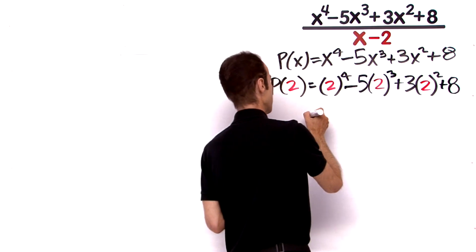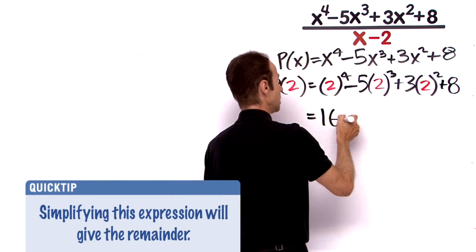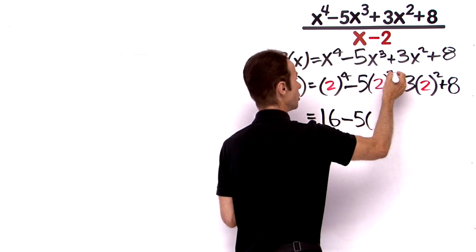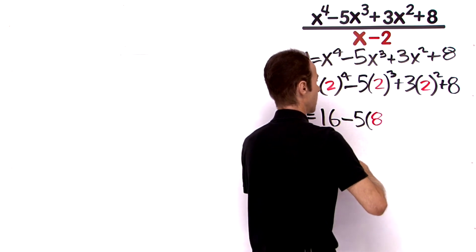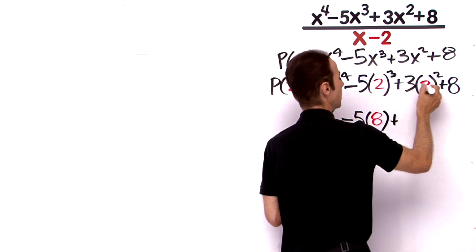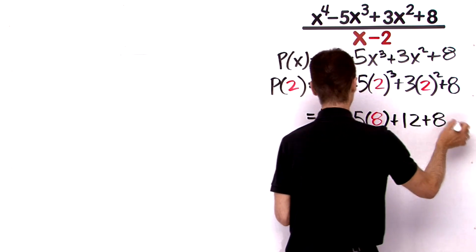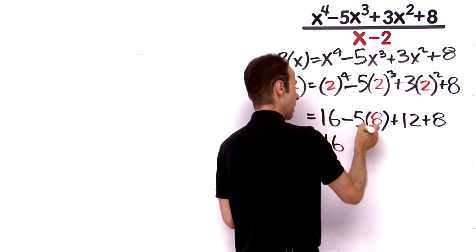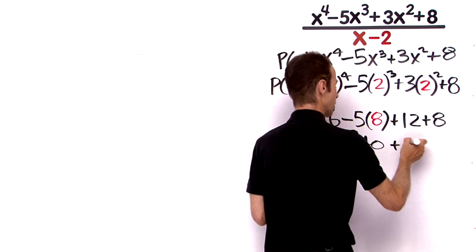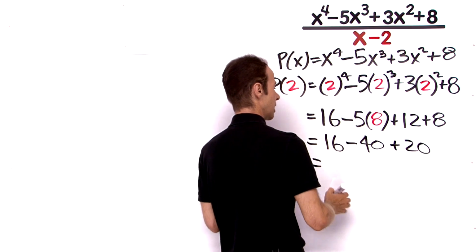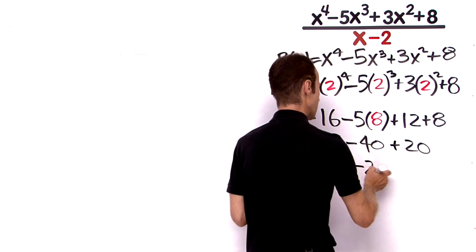That's our outcome. So this equals 2 to the power of 4 is 16. Take away 5 times 2 to the power 3, which is 8. So let's put an 8 in there. Plus 3 times 2 squared. 2 squared is 4. 3 fours are 12. Plus 8. Let's start to simplify this. We have 16 minus 40. 5 times 8 is 40. 12 plus 8 is 20, plus 20. Okay, that equals 16 minus 40 plus 20, which is minus 20.